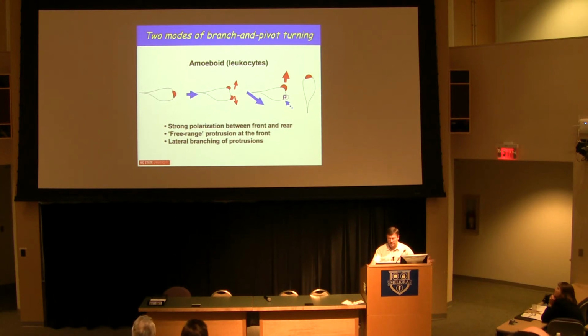Amoeboid cells, at least the lymphocytes we've looked at, but I think other indications from other labs looking at neutrophils and dicty are consistent with our findings, have a strong polarization between the front and the rear, but they have what I call free range protrusion at the front. So these protrusions can slide over laterally and explore the entire front of the cell. And they branch at a much higher frequency than they actually turn.